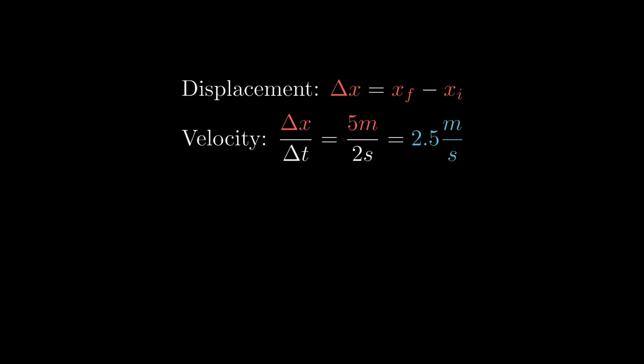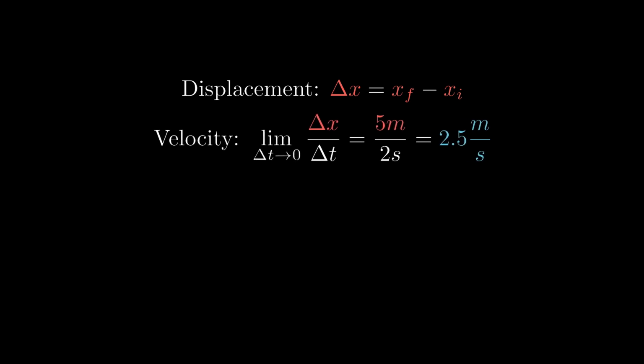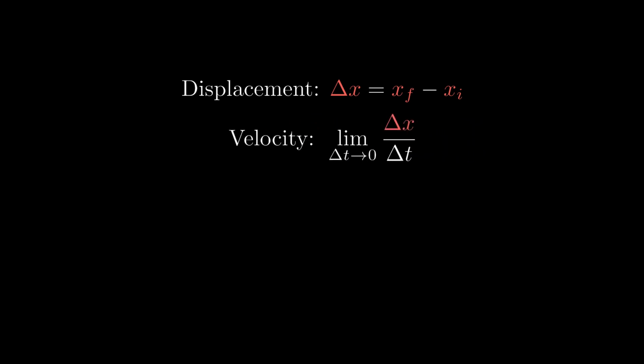to the right. If we want the exact velocity at some single instant in time, then we just need to take the limit as our time step gets infinitesimally small. In other words, take the derivative of position with respect to time.